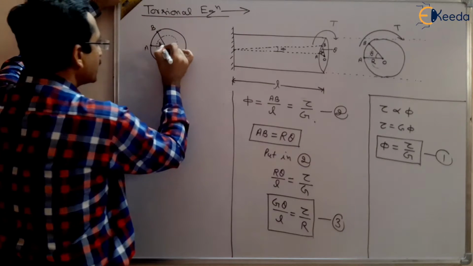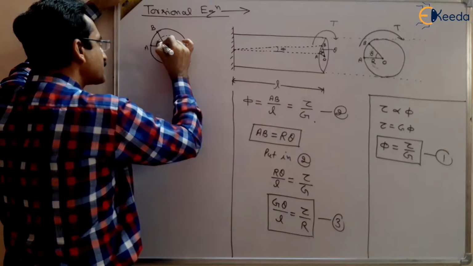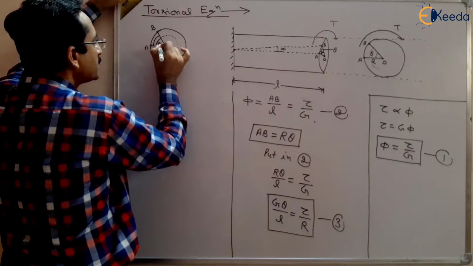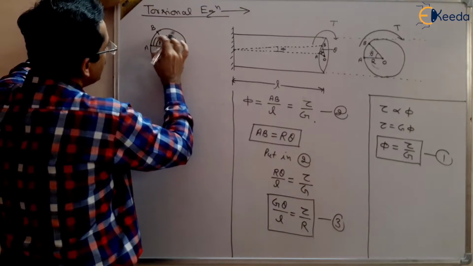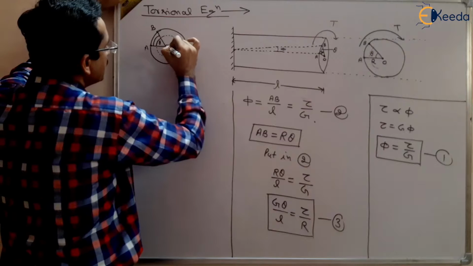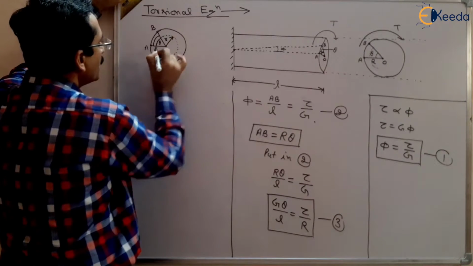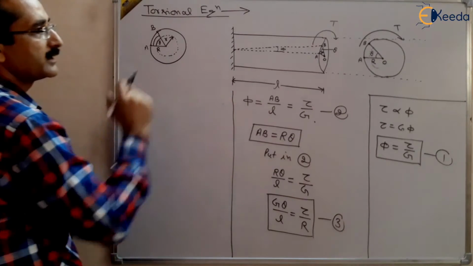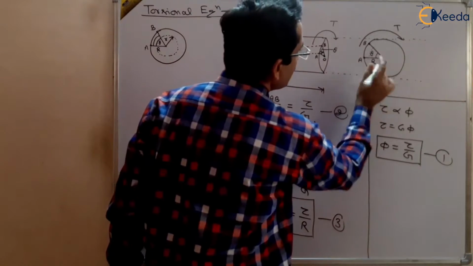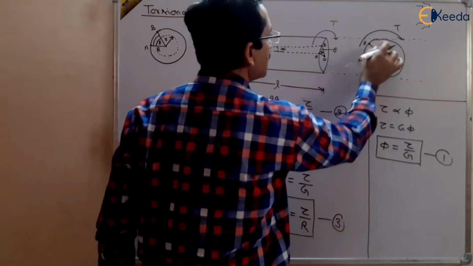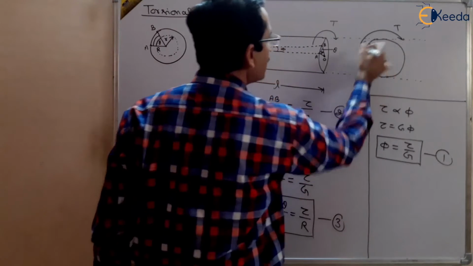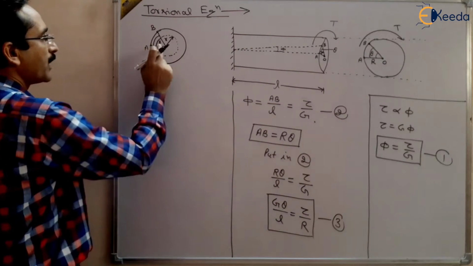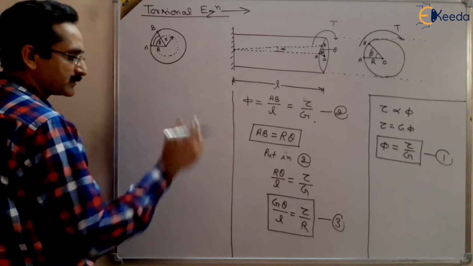So this theta angle is for this small radius. Theta will remain the same, right? There is no difference in theta. Theta will remain the same whether we consider this small radius r or the capital radius R, the outer radius. For each radius there is the same angle of twist, that is theta. So the angle of twist is the same for all radii, right? Theta is independent of radius r, because at all radii theta is the same.